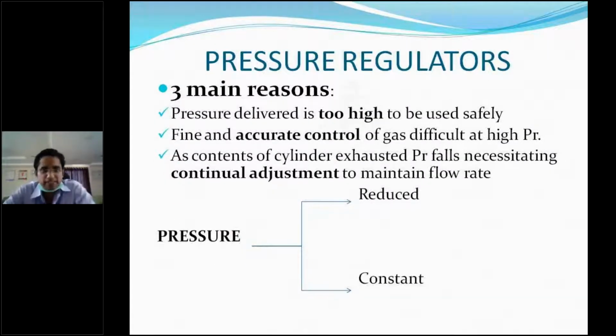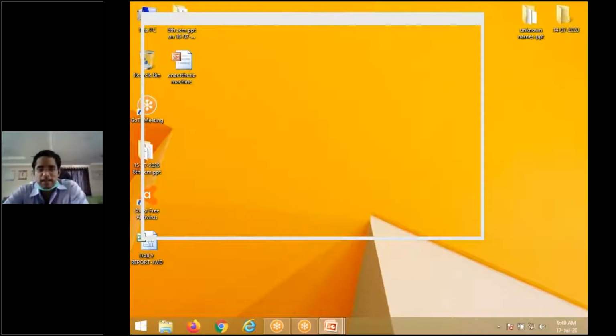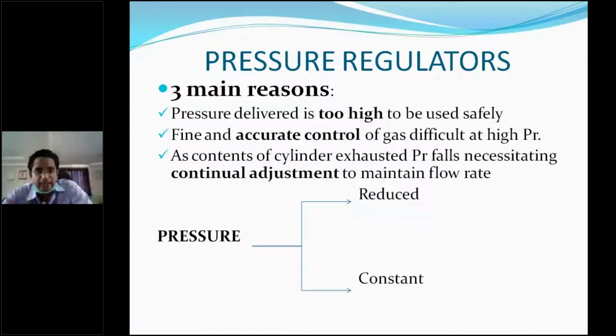Now next, coming to pressure regulators. So what is a pressure regulator? In the previous slide, I have shown you that the pressure from the high pressure system has been decreased while going to the intermediate pressure system. So what is the pressure in the high pressure system? Can anyone answer?